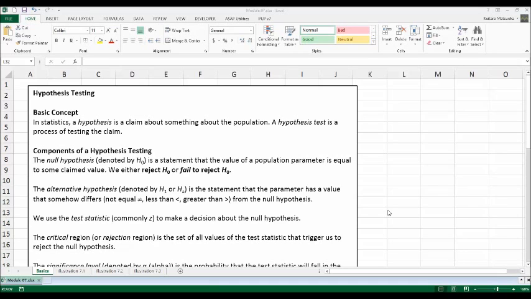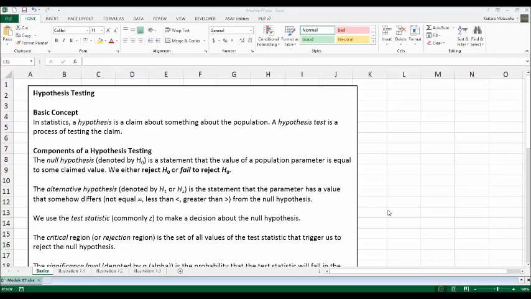Quick warning: the terminology in hypothesis testing gets a little bit technical, but it's not all that bad. So I recommend that you read through the lecture notes along with watching this video. I'm going to highlight a few of the components you will need to do a hypothesis test.